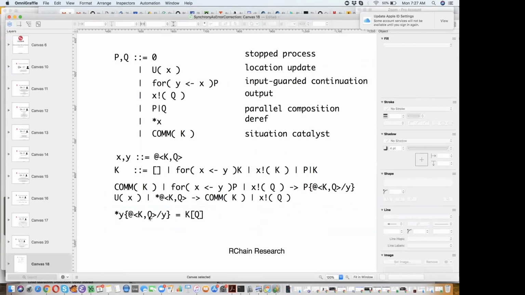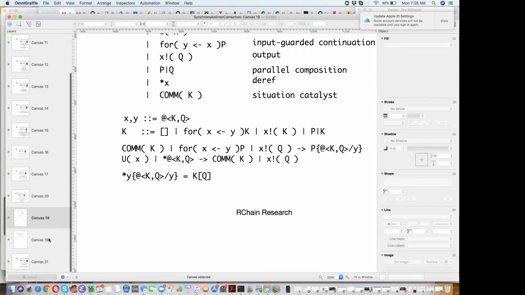Yeah, and then the other piece of the puzzle is you have to update your substitution rule so that when you're doing a substitution of this form, that's when you put the Q into the K. So when you're substituting into a deref, that's when you wrapper the Q in the K. And so that gives you a nice kind of variation of the row calculus that allows you to program your synchronization constraints.